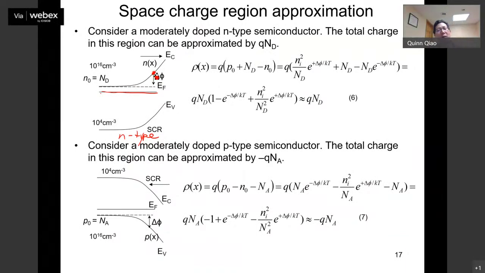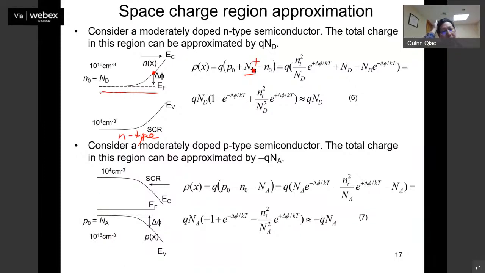In these positions, basically you have ionized ions, right? Since this is N-type, you have ionized phosphorus, that's Nd, right? You have ionized Nd, and that's positive charge, okay? See here? That's the positive charge.